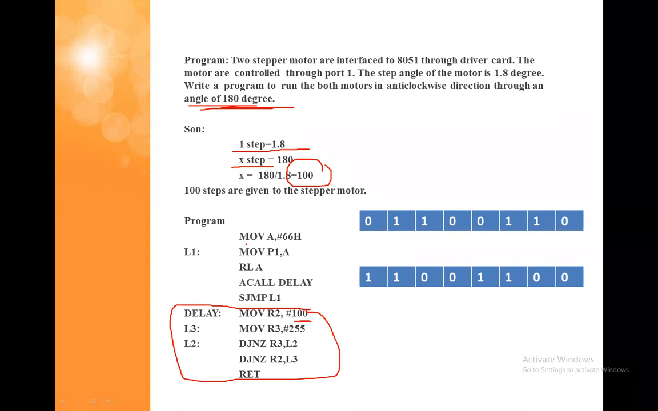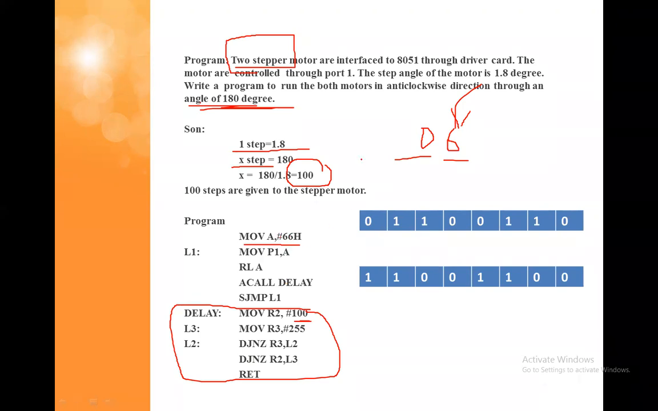Okay. So see this program: move A, 66. Why 66? If I give 06, only one motor will be on. But here we have connected two motors. Due to the two motors, the lower nibble is connected to one motor, and the higher nibble is connected to the other motor. So this is how the connection is done, and for that purpose you have to give 66.